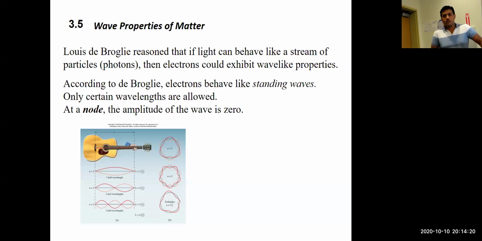Hi, hello. This is part 5 of chapter 3. In here, we are going to focus on wave properties of matter, and specifically, we are going to talk about wave properties of electrons. Let's review what we did in this term so far.